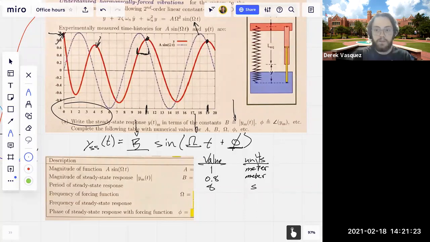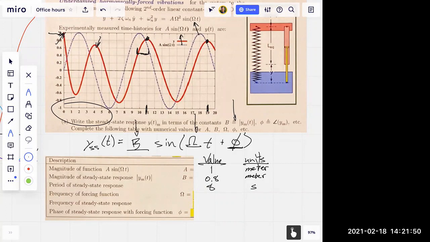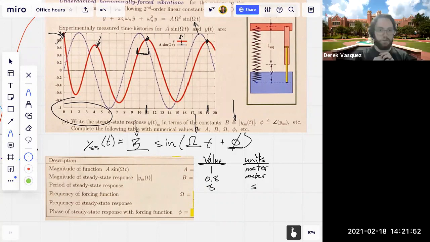And then the frequency of the forcing function. How might we figure out that one? Because it's not necessarily given, but it's this value of omega that we're looking for. So how do we find that? I'm really not sure. That's okay.